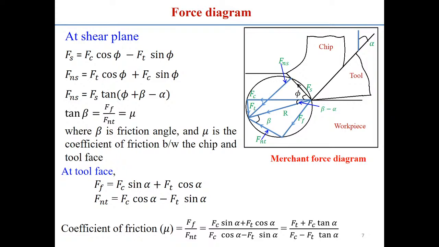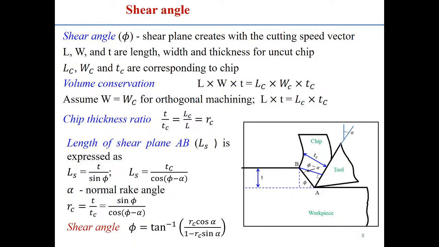If you very carefully look into the relations between the different forces already provided to you, then we'll be able to reach all these relations from this force diagram. Similarly, the other part of this cutting problem is the shear angle. This relates to the chip thickness, or chip thickness ratio. Here you can see t by tc. t is the uncut chip thickness and tc is the thickness of the chip after deformation, that is the representation of tc.